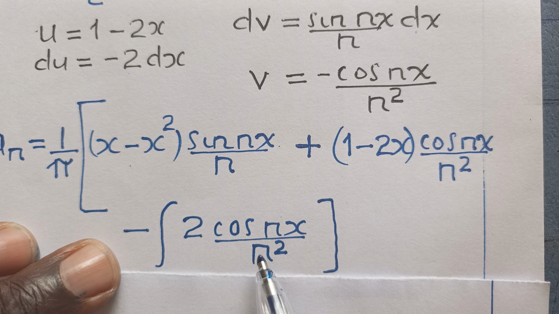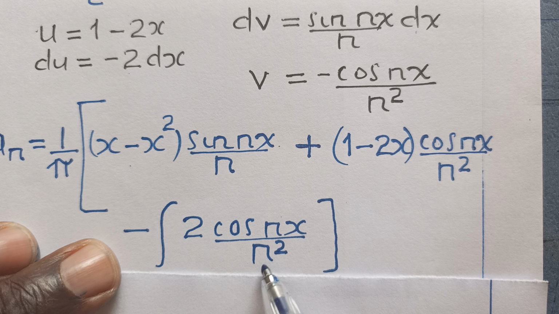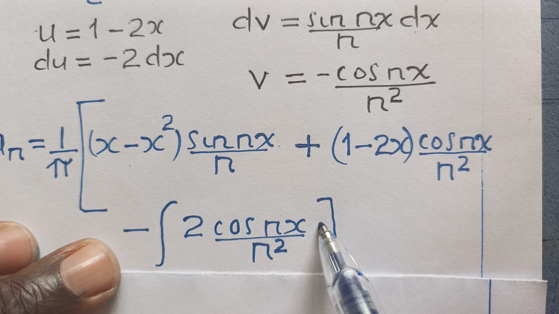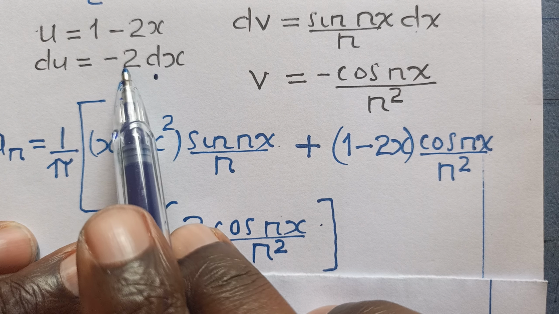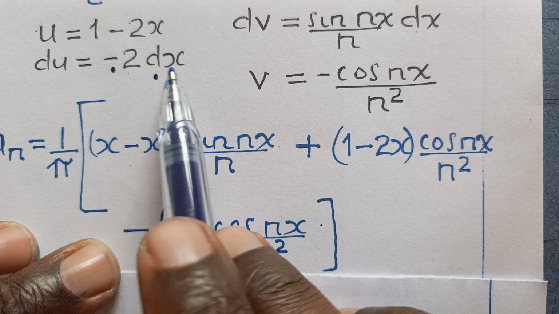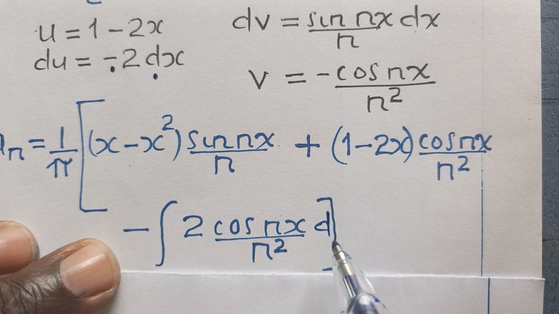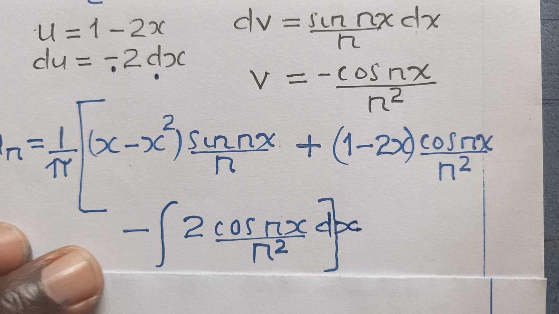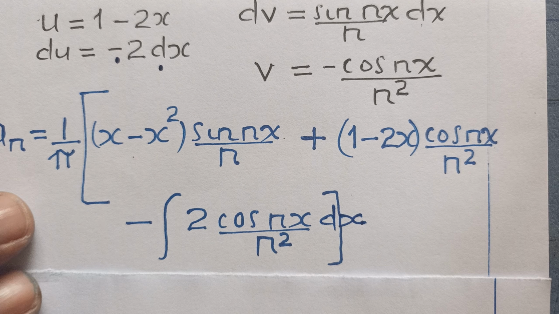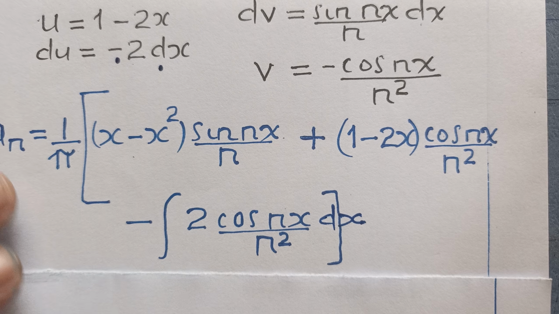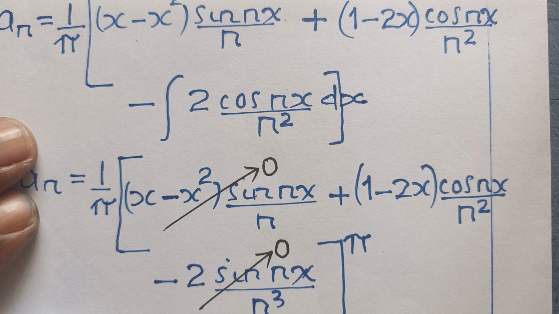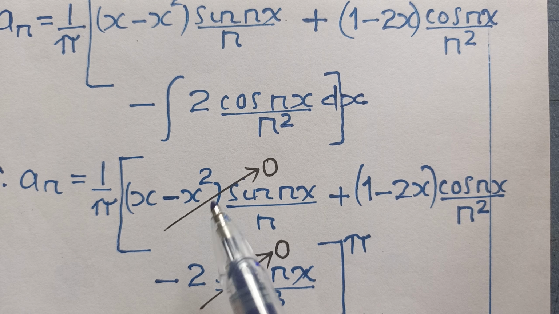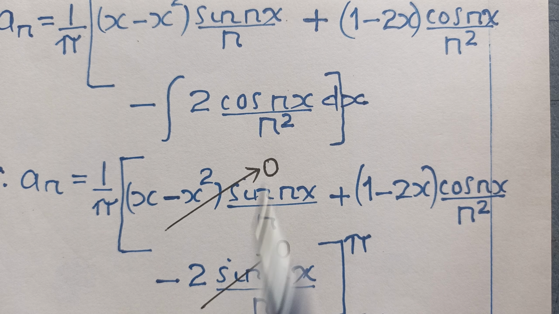So we shall have 2, then cos nx all over n squared, and here we have the dx from this, that is negative 2 dx. Can put the dx right here. So from there, guys, we just now integrate our last term. So integrating our last term, this is what we get.